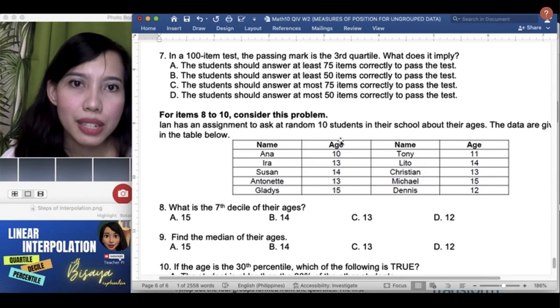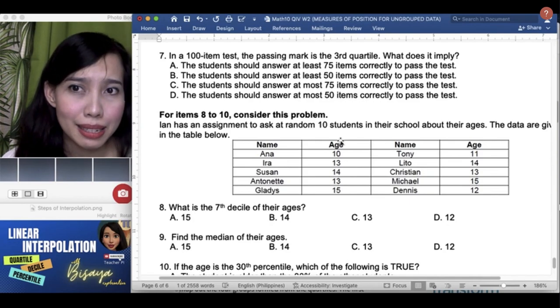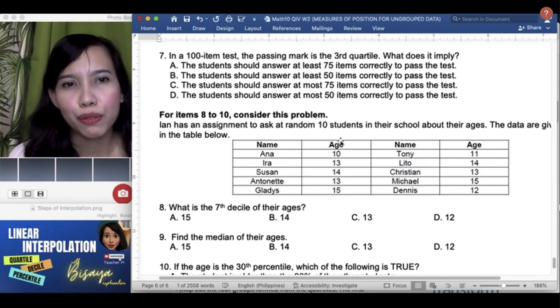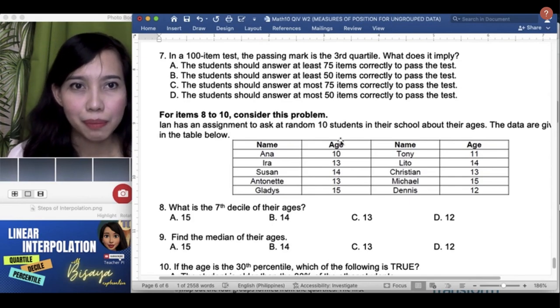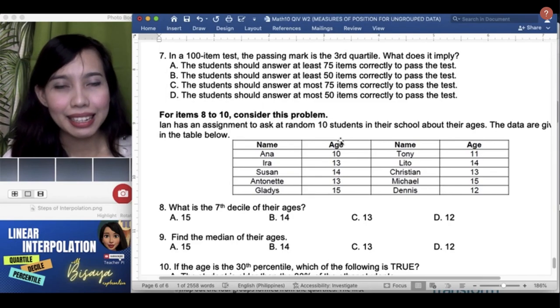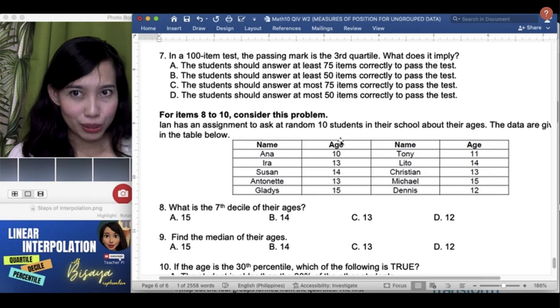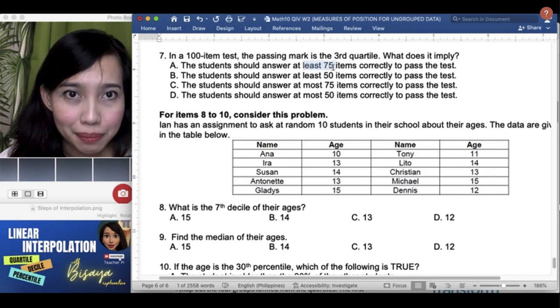C. The students should answer at most 75 items correctly to pass the test. At most. Letter D. The students should answer at most 50 items correctly to... Okay. Clearly not B and not D. So we should choose between A and C. At least or at most? It should be at least.